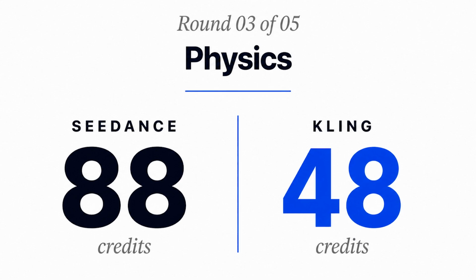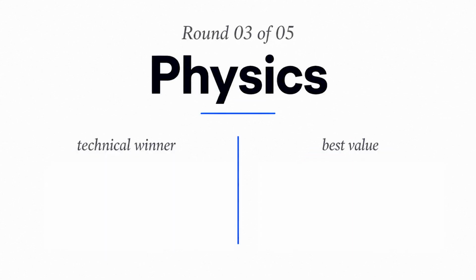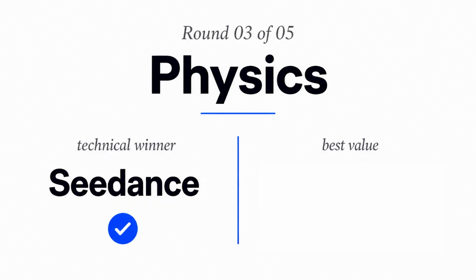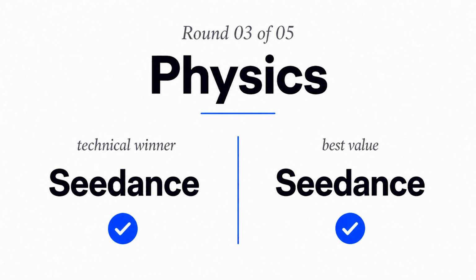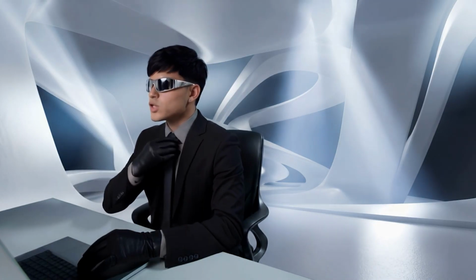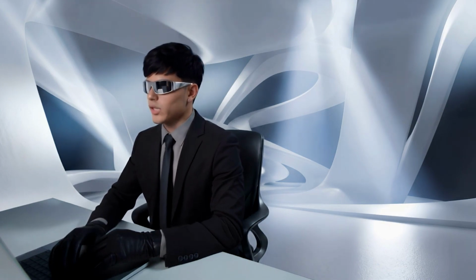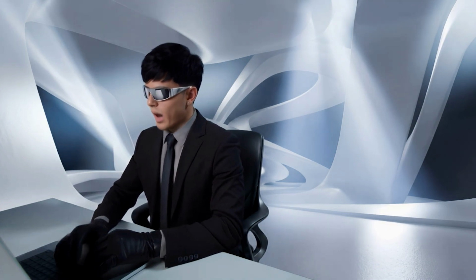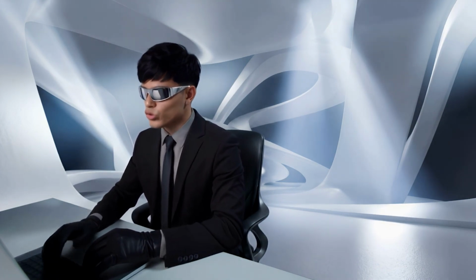Seedance, 88 credits. Kling 48. Technical winner, Seedance. Best value, Seedance. Even though Kling is cheaper, this is one of those cases where the extra credits are worth it. Product shots, commercials, object interactions, things falling, glass breaking, Seedance is what I'd choose.